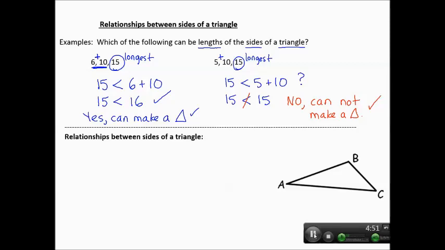So let's take note of what we just noticed in the demonstration and in the examples. For the relationships between sides of a triangle, the longest side must be less than the sum of the other two sides. And we remember that sum means add. We add the other two sides. Let's go take a look at some examples, and then we might be adding to this note here.